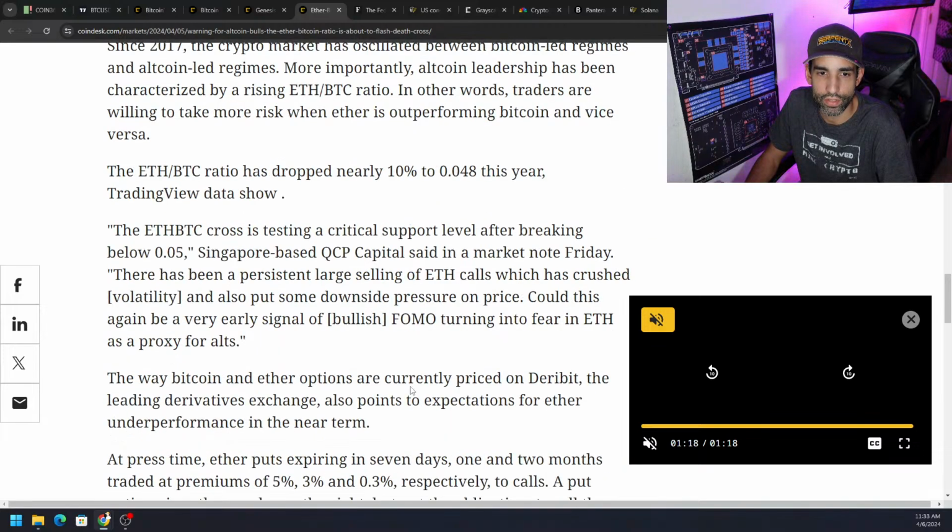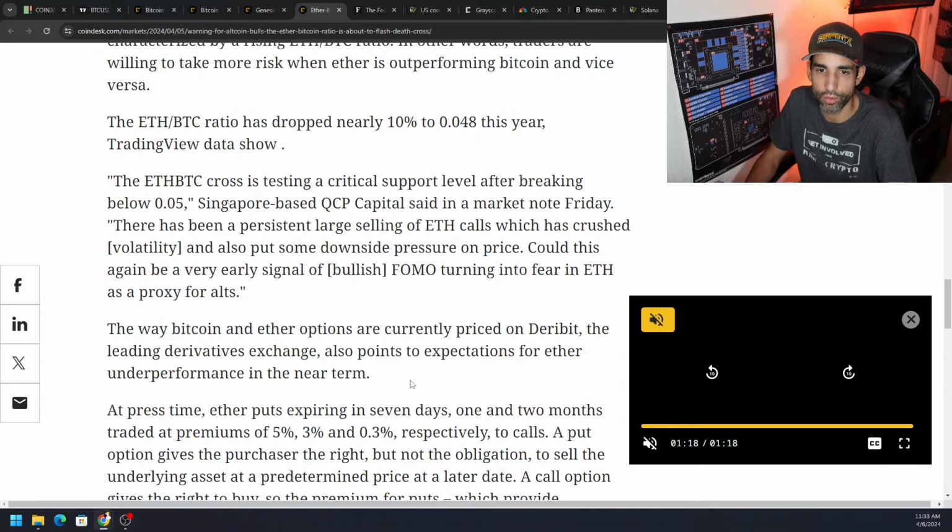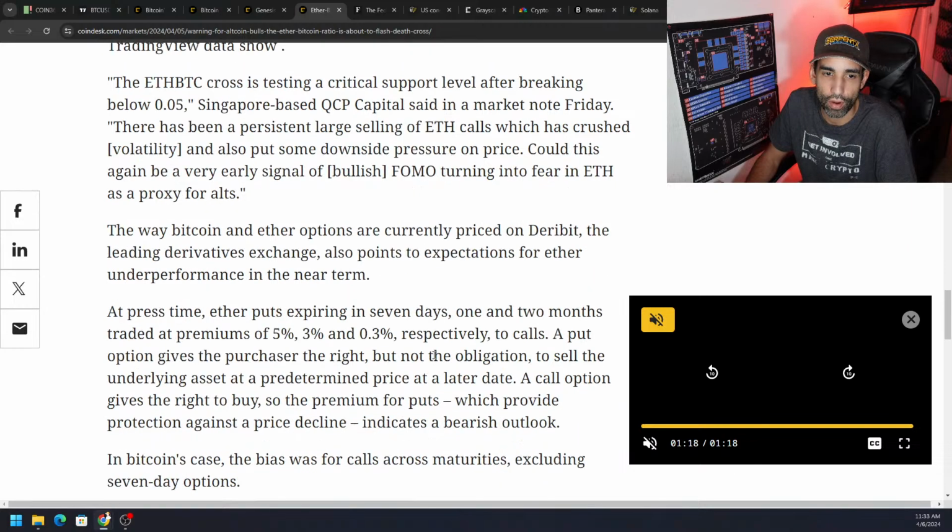The ETH-BTC cross is testing a critical support level after breaking below the 0.05, Singapore-based QCP Capital said in a market note Friday. There has been persistent large selling of ETH calls, which has crushed volatility and also put some downside pressure on the price. Could this again be the very early signal of bullish FOMO turning into fear in ETH as a proxy for alts? And we have been seeing a lot of people switch positions.